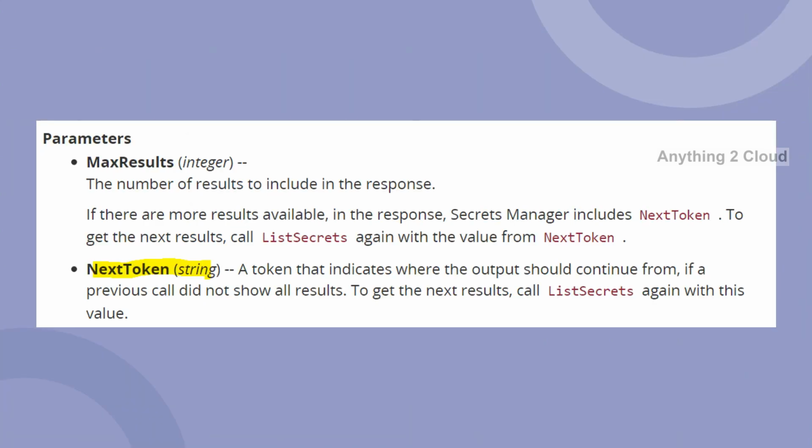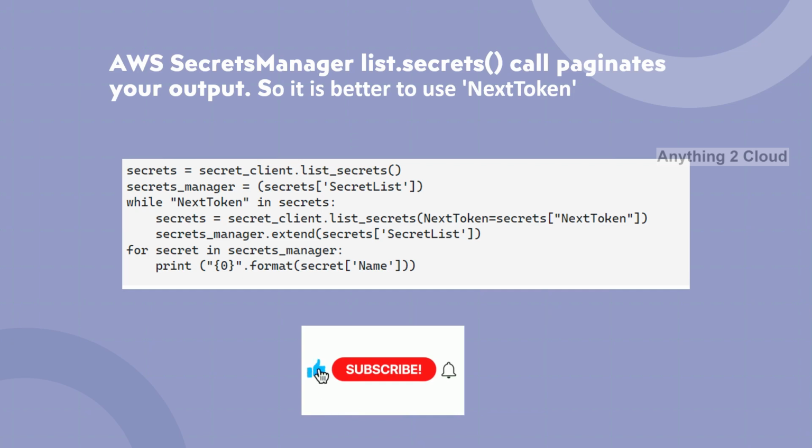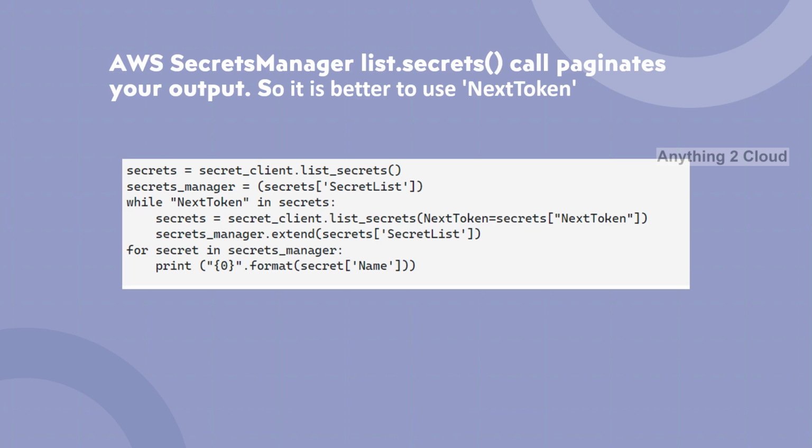If you see the parameter notes, NextToken is the token that indicates where the output should continue from if a previous call did not show all the results. To get the next results, call list_secrets again with this value. So in order to get all the secrets from Secrets Manager, you have to use this NextToken. You can use this particular code shown in the slide to retrieve all the secrets from Secrets Manager.